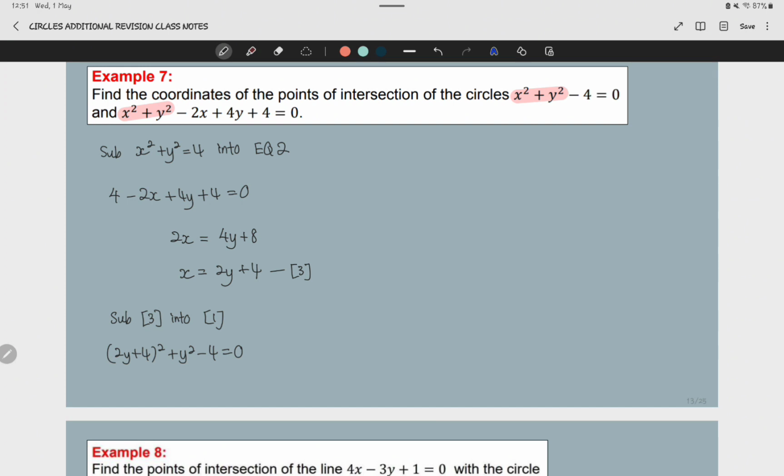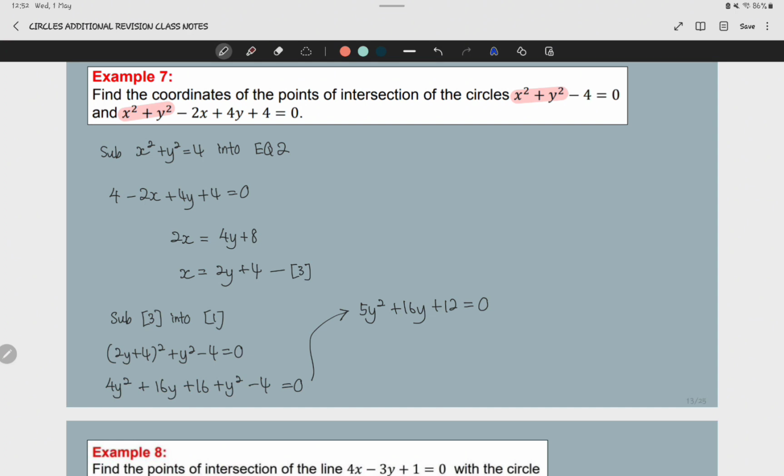So you expand it, 4y squared plus 16y, plus y squared minus 4 equals 0. Okay, now when you see it like this, it means you are on the right track. You can find 5y squared plus 16y, 16 minus 4 you get positive 12. Okay, you get this point here.